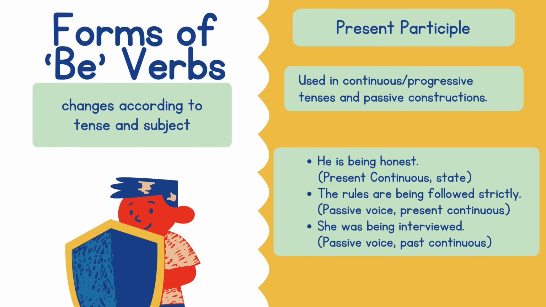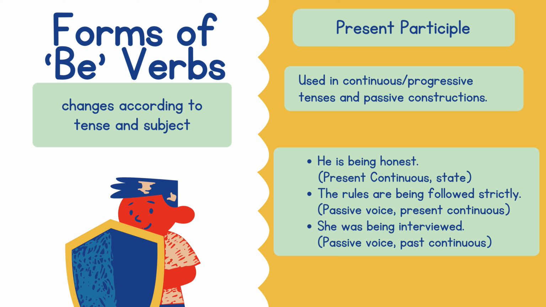Next, let's look at the present participle form of the be verb, being. The form being is used in two primary contexts: 1. Continuous or progressive tenses. 2. Passive constructions. First, in continuous or progressive tenses. The present participle, being, is used with the verb be to form the continuous tenses. This expresses actions or states that are ongoing.